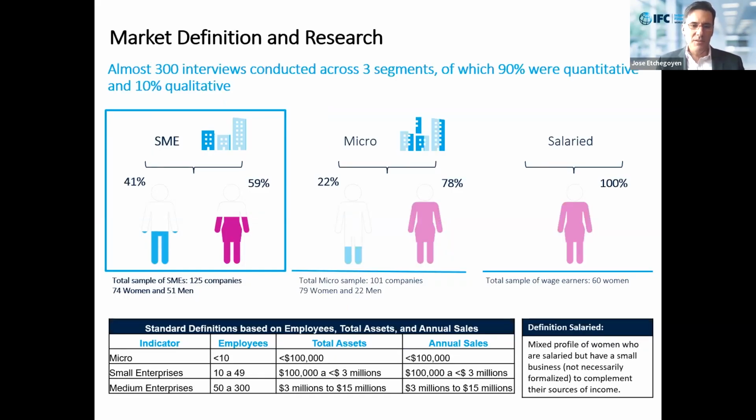And here I want to make a distinction. When we do market research, we not only look at the SME segment, we also look at the micro and employed or salaried segment. Why is that? One, because the micro segment tends to graduate into the SME segment over time. Although statistics show that 70–80% of micro businesses remain micro, there is a 20% that graduates into the SME segment.